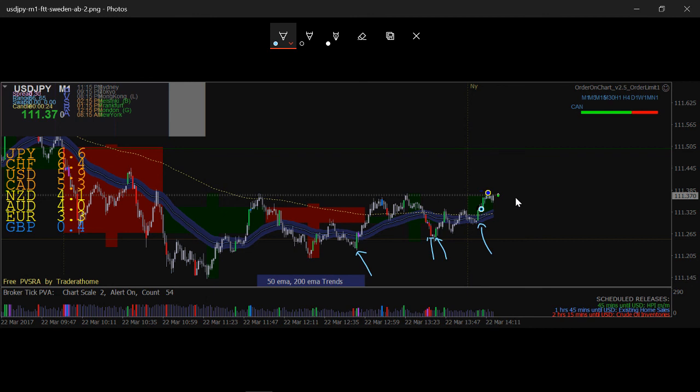Okay, so that was the talk for today, guys. I hope you enjoyed the talk. And remember that this is really useful to identify the higher bottoms and the lower tops on PVSRA trading.